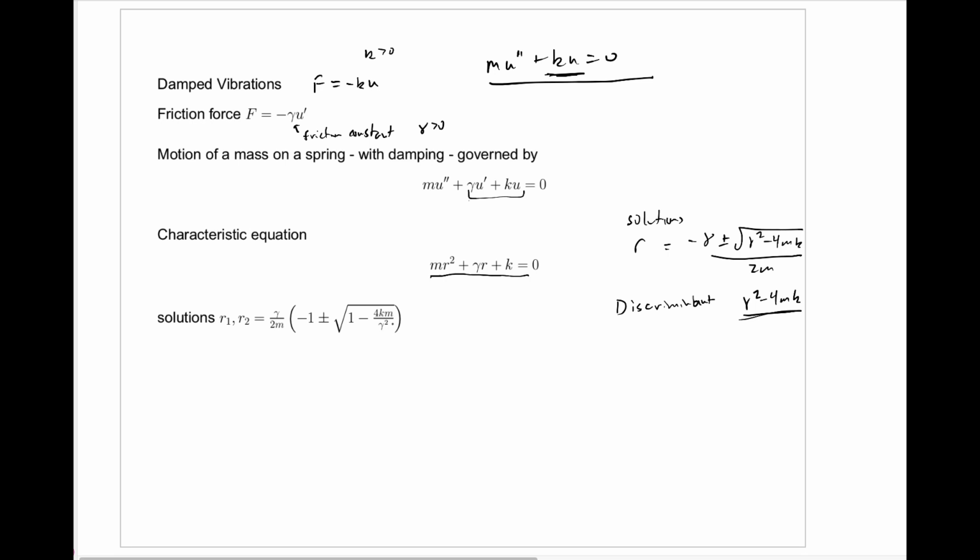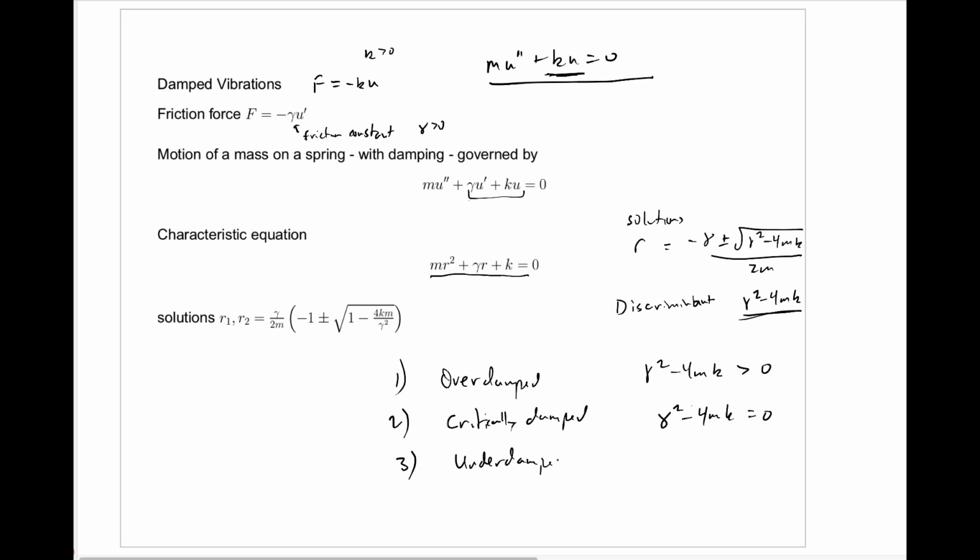Again, we have to interpret this. If this discriminant is negative, interpret the square root of that negative number as i times the square root of the absolute value of that negative number. But these are the solutions given that interpretation. Now, there'll be three possible situations. The first one we'll call overdamped, and we'll see in a minute why. That's when the discriminant gamma squared minus 4mk is positive. The second will be critically damped. That's when the discriminant gamma squared minus 4mk is equal to 0. And the third one is underdamped. Gamma squared minus 4mk is negative.